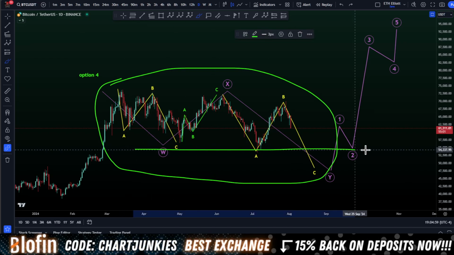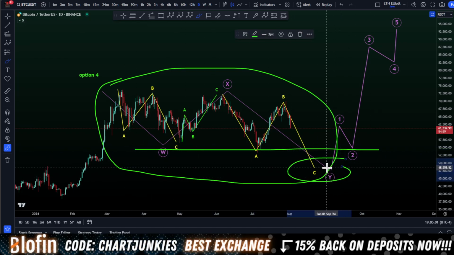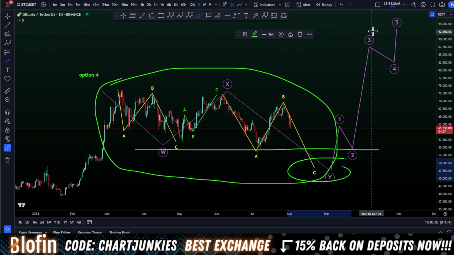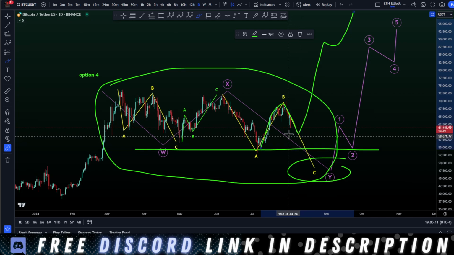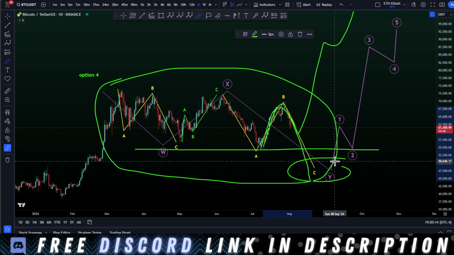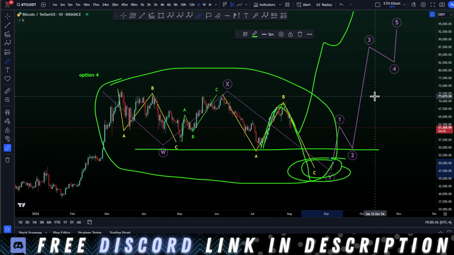in which we would sweep the lows out around 50K, and then we would be going up to our 100K targets yet again, 100K. So instead of hitting right here, we would be coming down, taking out the lows in WXY fashion, and then hitting.